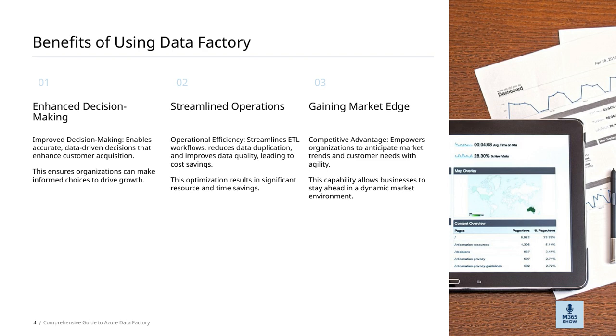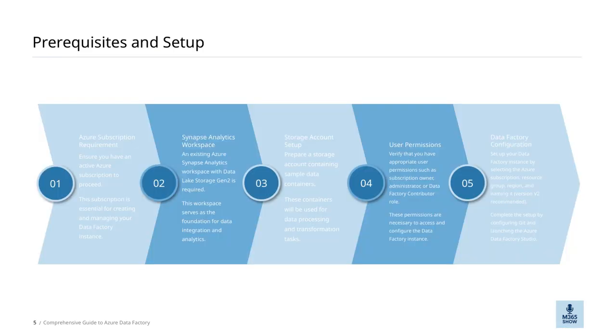Next, we see operational efficiency, where Data Factory helps streamline ETL workflows, reduce data duplication, and improve overall data quality. These improvements lead to significant cost savings and allow your team to focus on more strategic activities rather than manual data management. Finally, better decision-making is a major benefit. With accurate, data-driven insights, organizations can make informed choices that enhance customer acquisition and support growth. When you combine these benefits, it's clear how Data Factory can transform your data operations to be more proactive, efficient, and impactful.